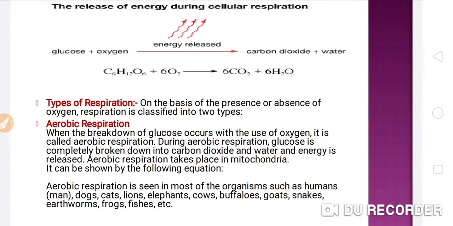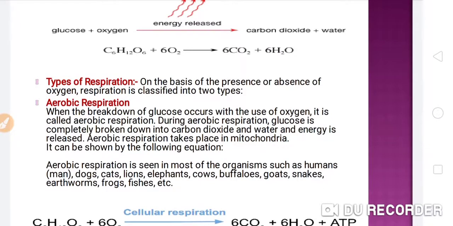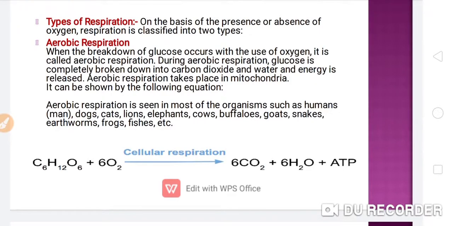When the breakdown of glucose occurs with the use of oxygen, it is called aerobic respiration. During aerobic respiration, glucose is completely broken down into carbon dioxide and water, and energy is released. Aerobic respiration takes place in mitochondria. It can be shown by the following equation. So let's see students, what is the equation? Here is the glucose, and when it decomposes in the presence of oxygen, it converts into carbon dioxide. The same equation which we discussed in the previous slide.